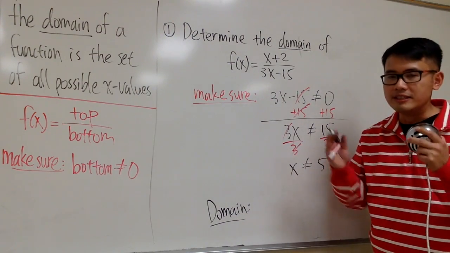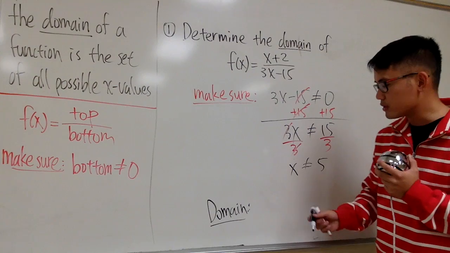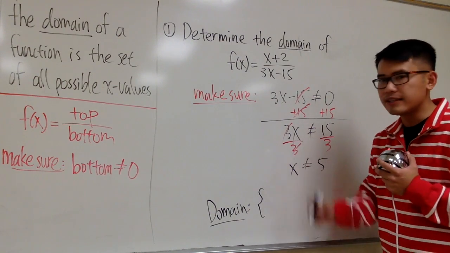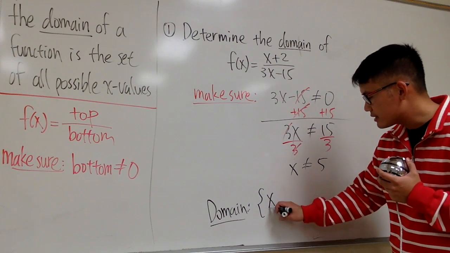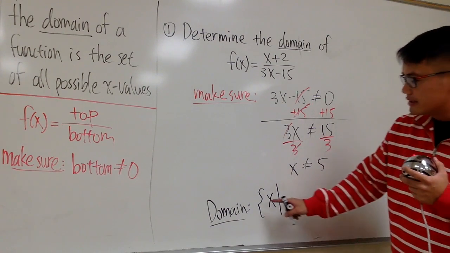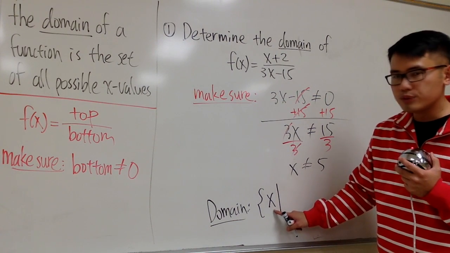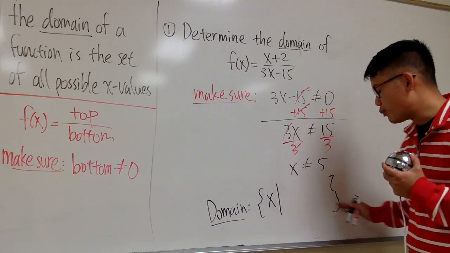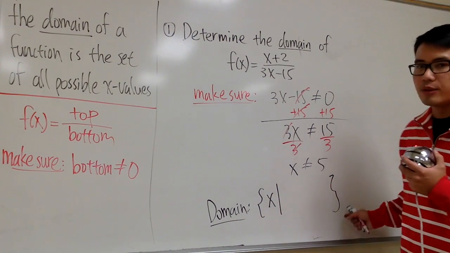We are going to use the set builder notation, okay, most of the time. And that's what we mean by this. We first draw a left brace like that, and then we put on x and with a vertical bar. This means it's the set of all the x values such that, okay, and then I'm going to close the brace. This is the set notation.